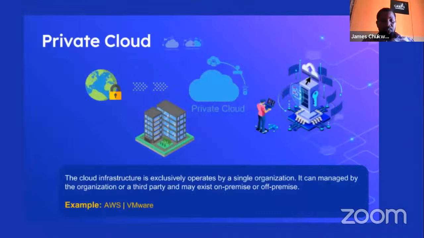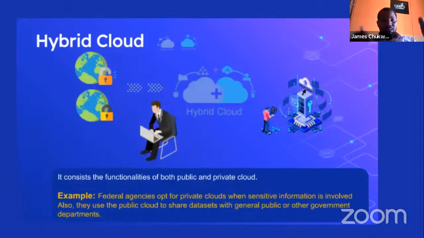Now, the private cloud. The cloud infrastructure is exclusively operated by a single organization. It can be managed by the organization or a third party and may exist on-premise or off-premise. Then the hybrid consists of the functionality of both public and private cloud. For example, federal agencies opt for private cloud when sensitive information is involved. Also, they use the public cloud to share data sets with the general public or other government departments.